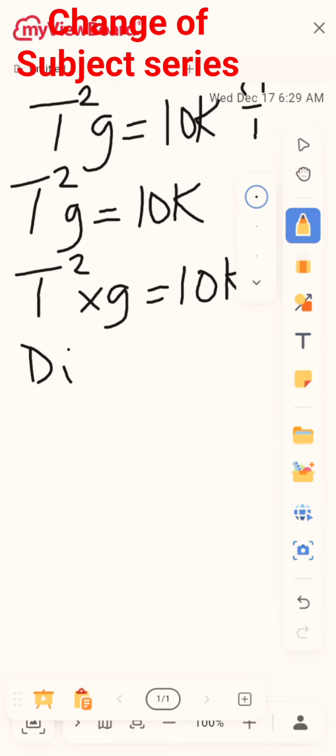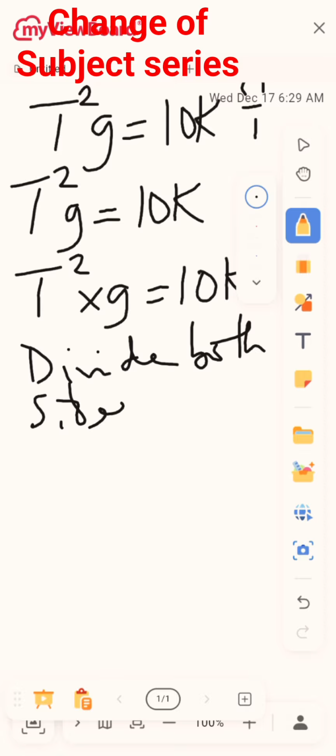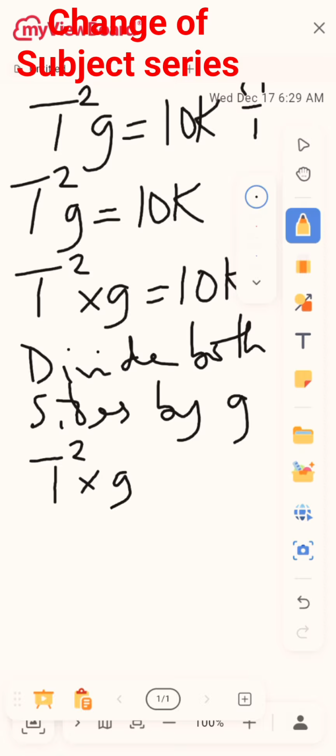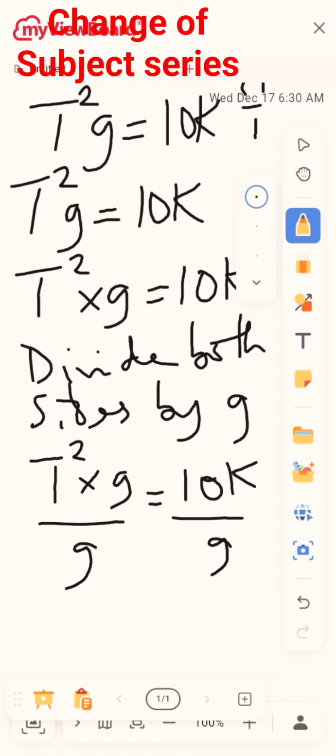So I can divide both sides by g. So I have t square times g over g equals 10k over g. So g cancels g. I'm now left with t square equals 10k over g.